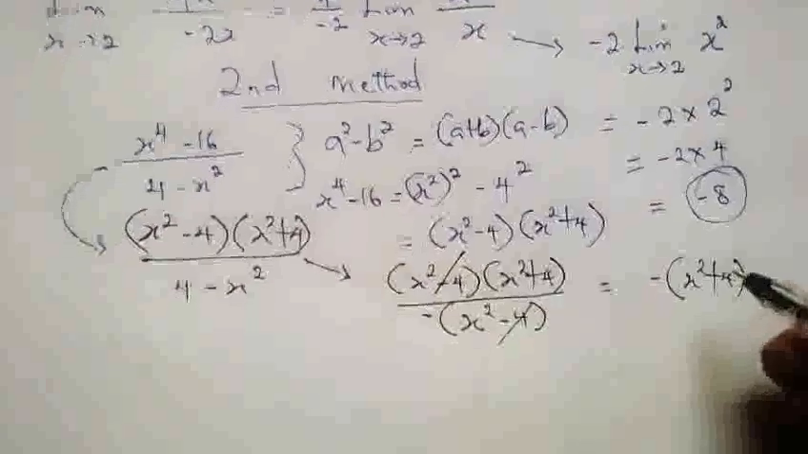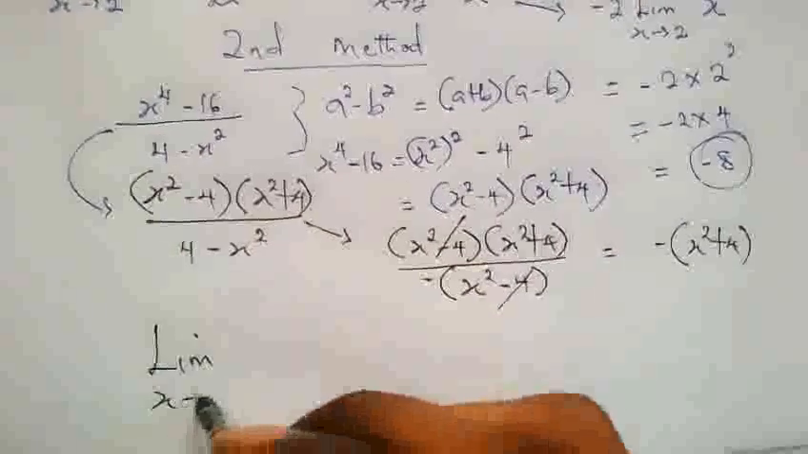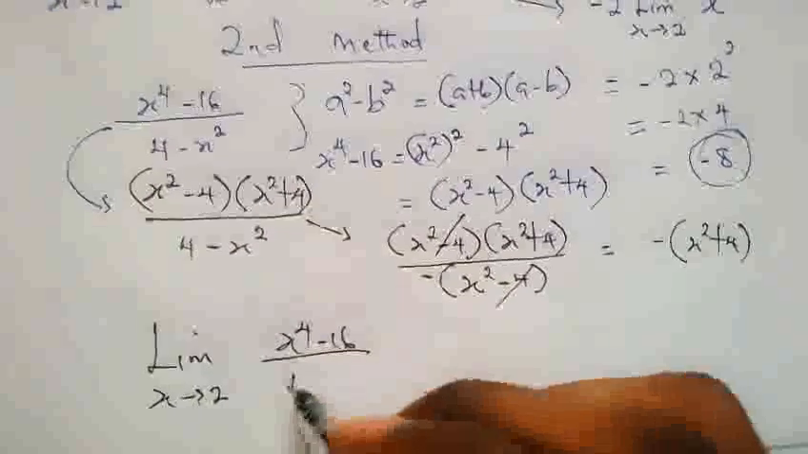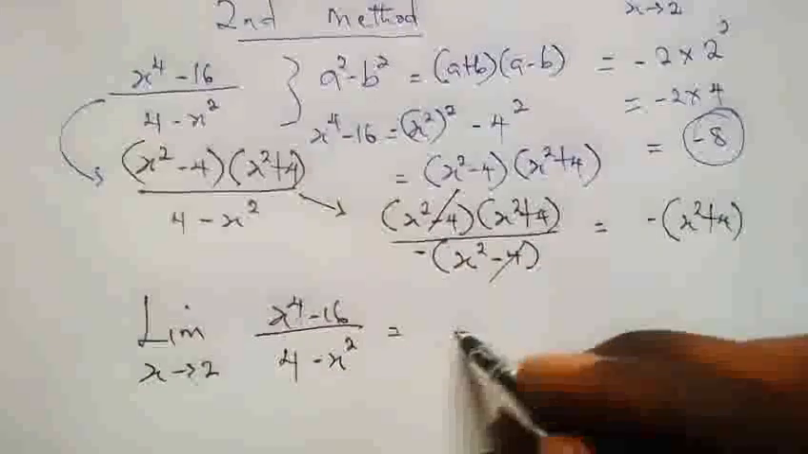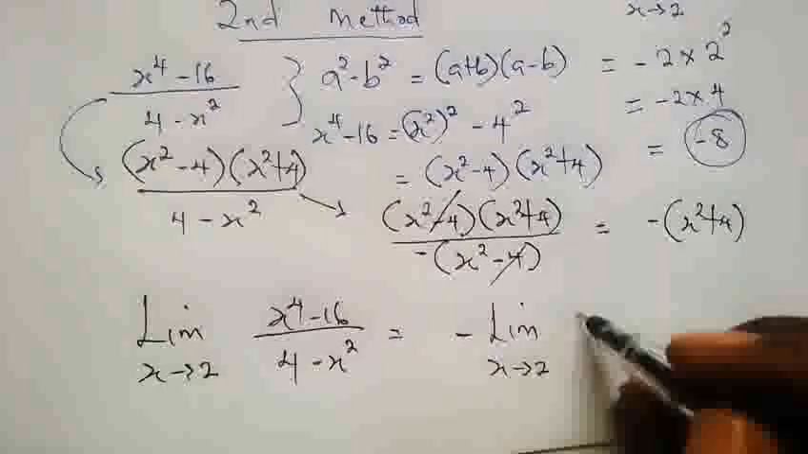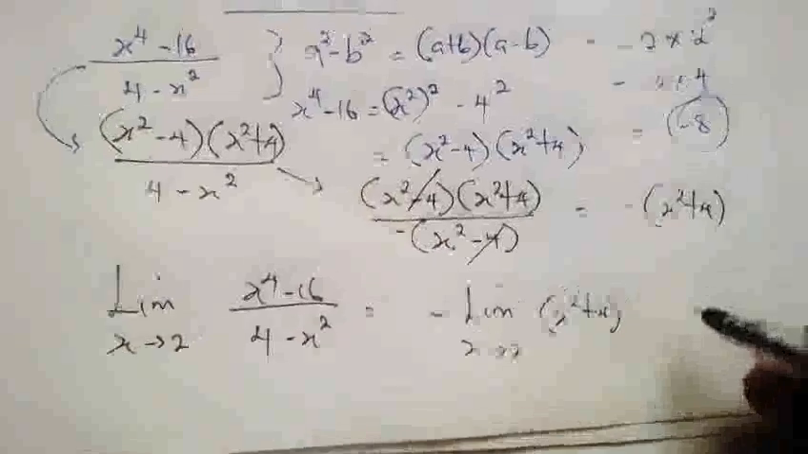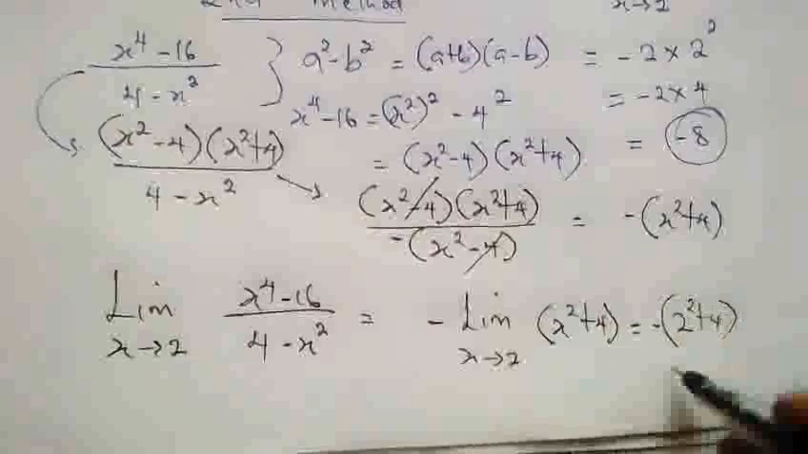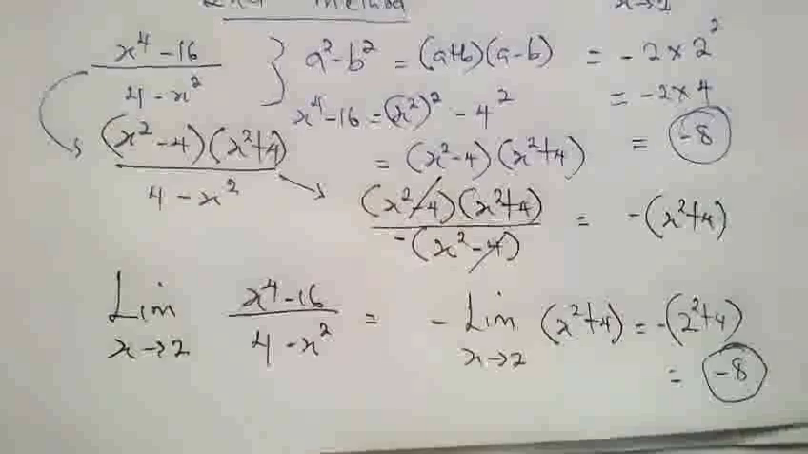So our limit as x approaches 2 of x raised to power 4 minus 16 all over 4 minus x raised to power 2 is the same as negative the limit as x approaches 2 of x squared plus 4. Inserting the limit, we get negative, in brackets, 2 squared plus 4, and this is equal to negative 8. So we used the second method to obtain the same result.